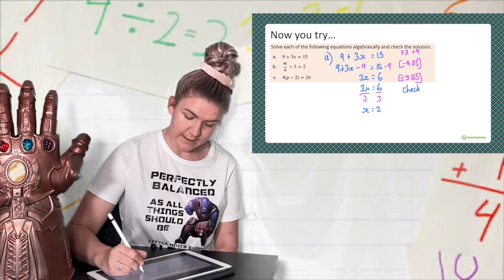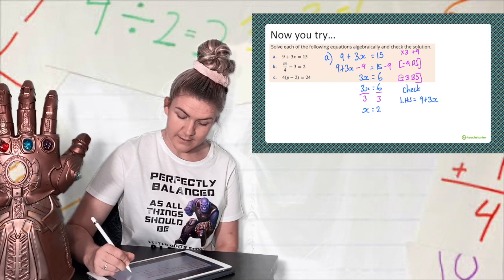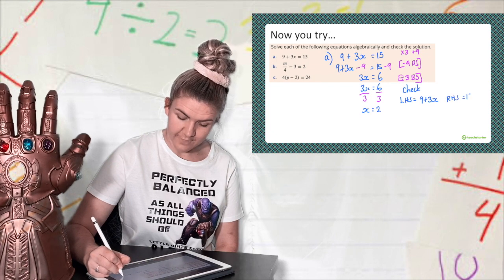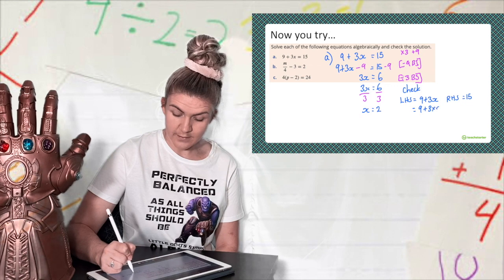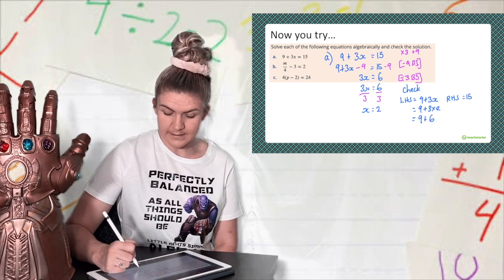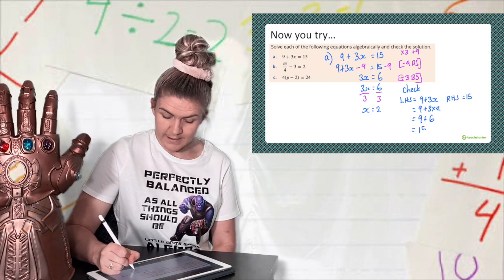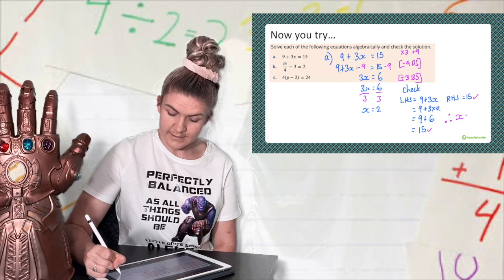But of course, I need to check. My left-hand side is 9 plus 3x, and my right-hand side is 15. I think that x equals 2. So I'm going to insert the 2. 3 times 2 is 6. 9 plus 6 is 15. The left-hand side does equal the right-hand side. Therefore, x equals 2.